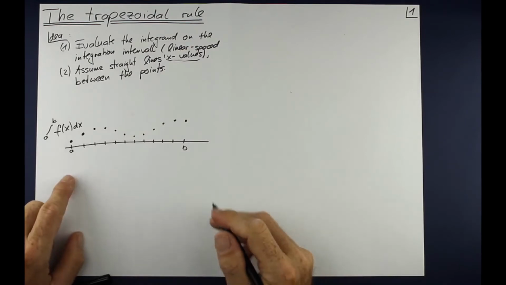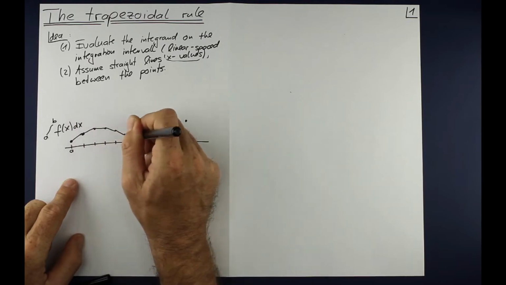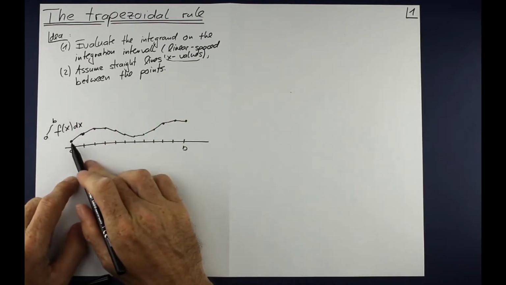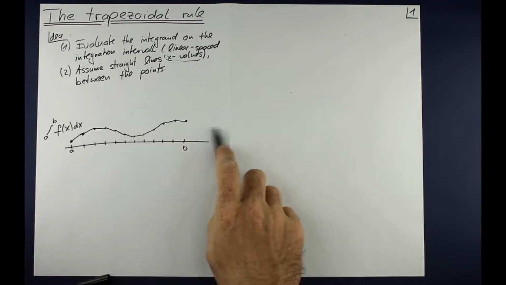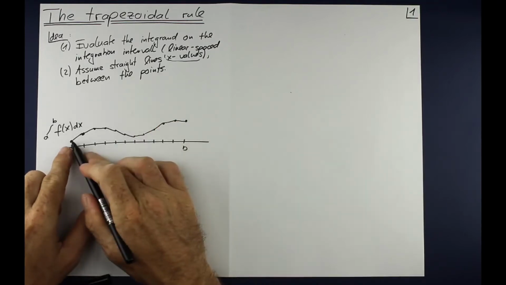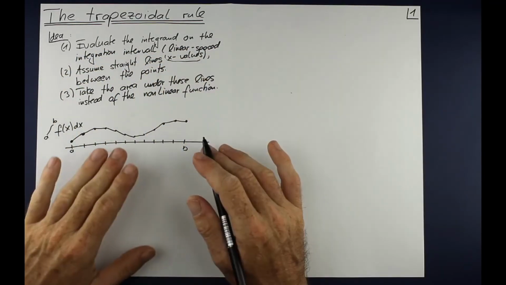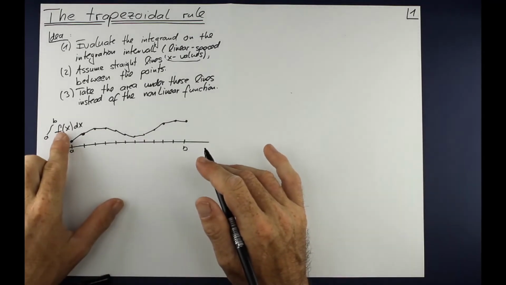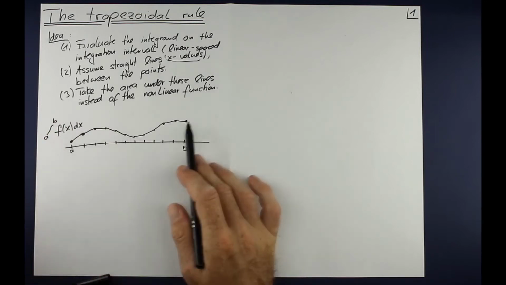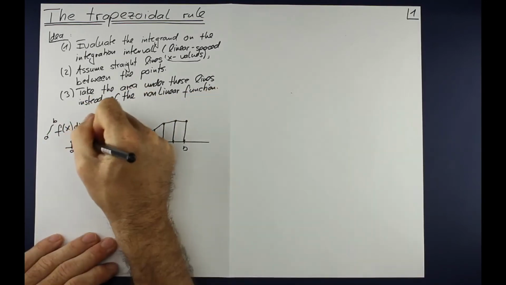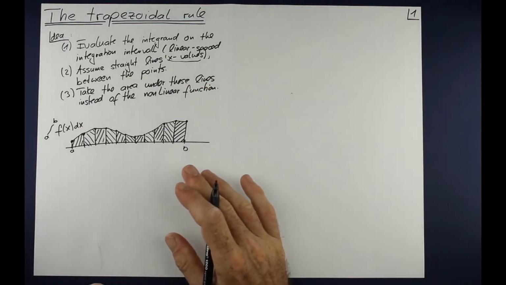Then we assume straight lines, a linear function in between. If we assume that function instead of the original function, we can take the area under the straight lines. If you have negative values of f, then nothing changes at all. So let's keep this sketch simple. Okay, so this is our idea.